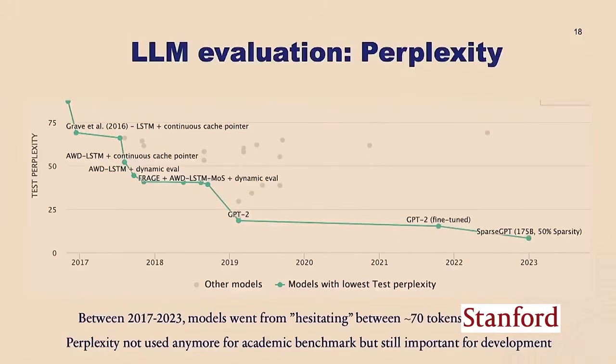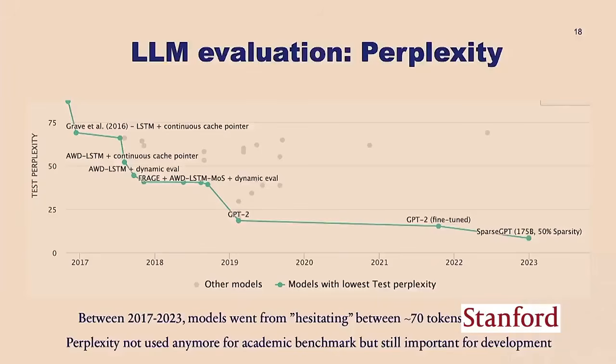So perplexity really improved. That's perplexity on a standard data set between 2017 and 2023. It went from around 70 tokens to less than 10 tokens over these 5-6 years. That means that the models were previously hesitating between 70 words every time they were generating a word, and now they're hesitating between less than 10 words.